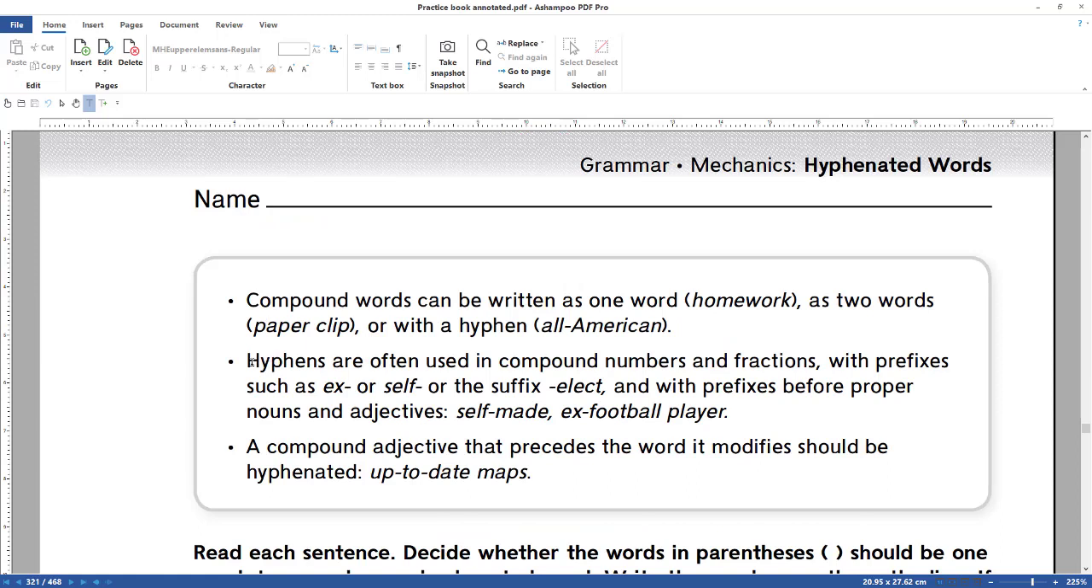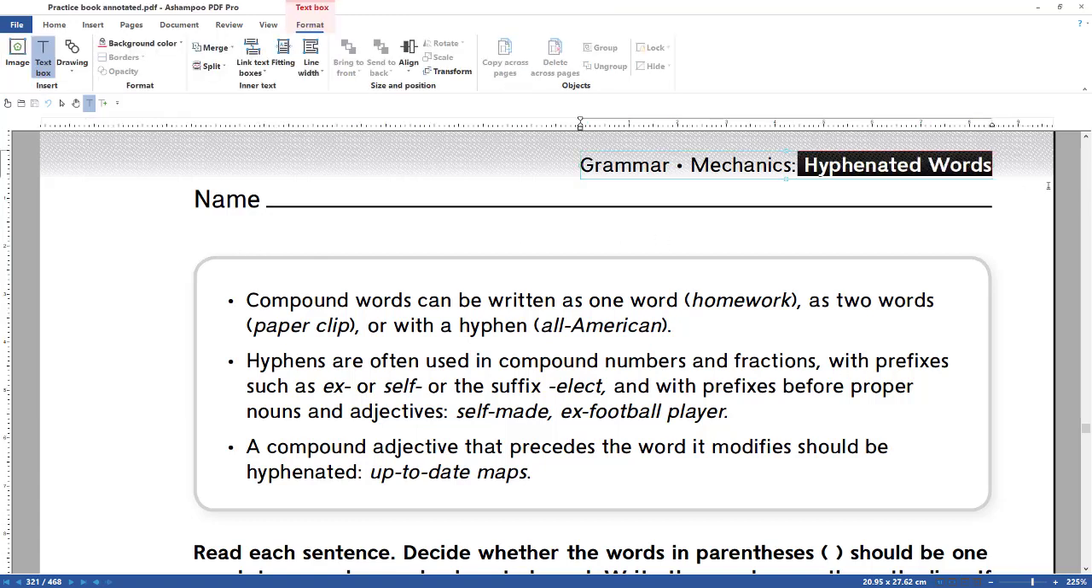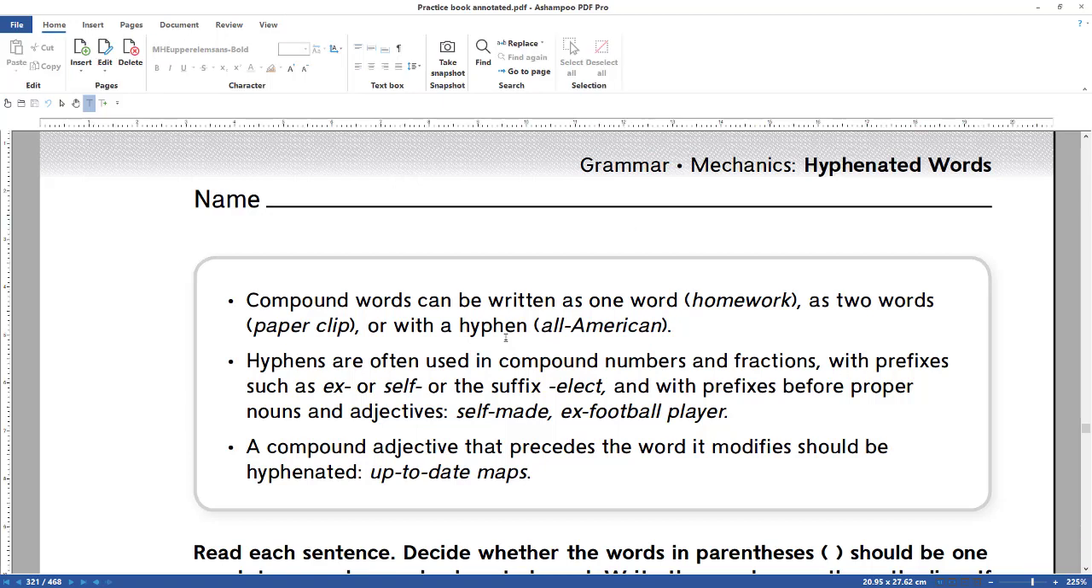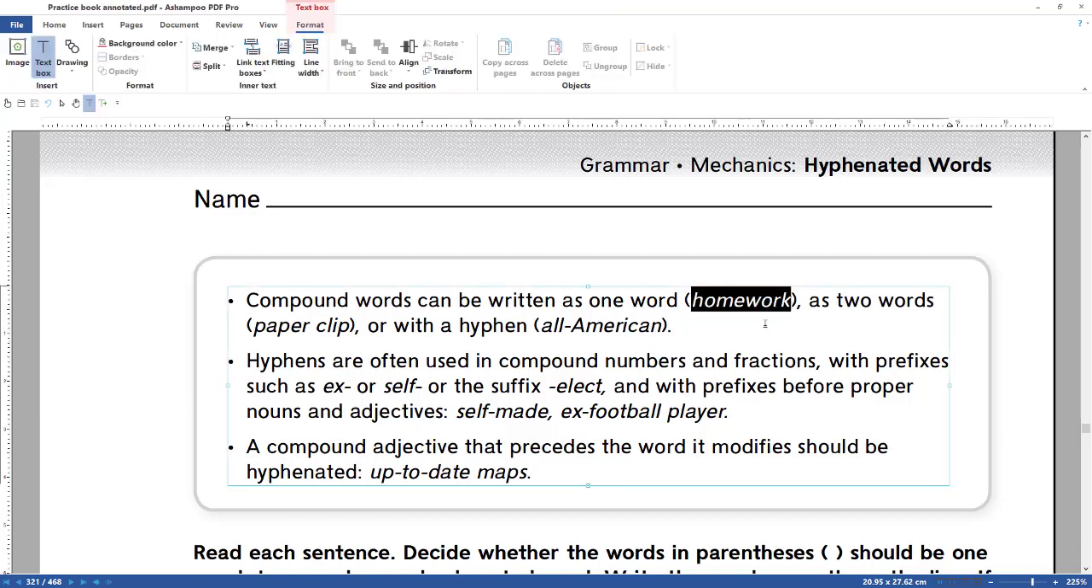Okay, so this is the next lesson, guys. As you can see here, this is the title, hyphenated words. Okay, what does it mean, hyphenated? Simply, it means compound words, the words that are connected or compounded together. Okay, so the compound words can be written as one word. As you can see here, we have homework. Actually, there are two words, home and work, but we wrote them as one word, homework, like Facebook.